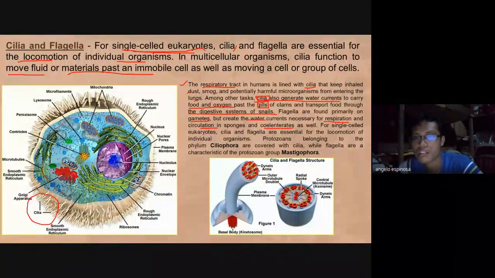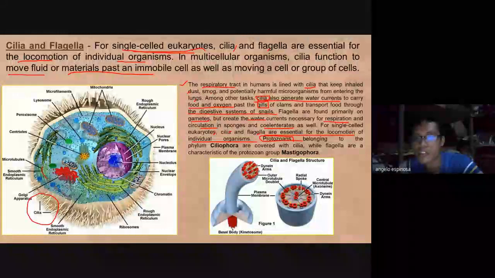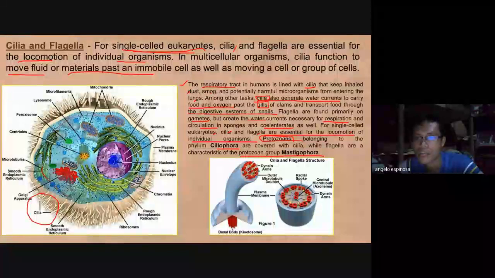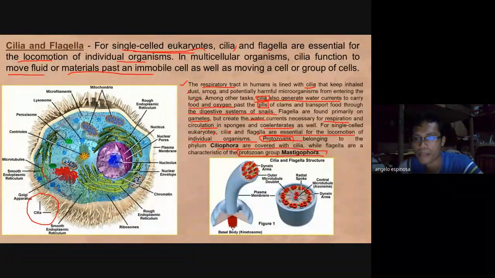So for single-cell eukaryotes, cilia and flagella are essential, very important for the locomotion of individual organisms. So we have protozoans belonging to the phylum Ciliophora, which are covered with cilia, while flagella are characteristic of the protozoan group Mastigophora. So this is an example of cilia and flagella structures.